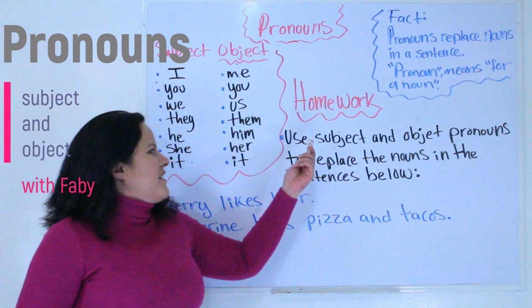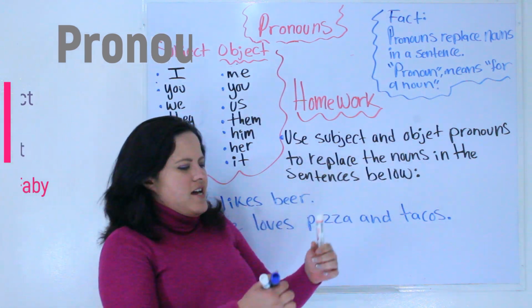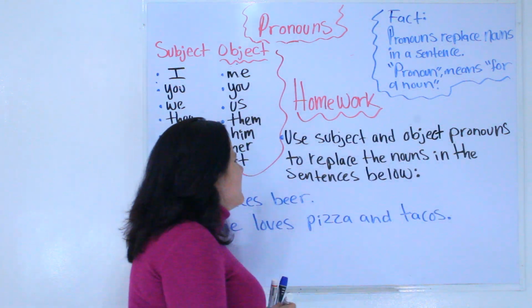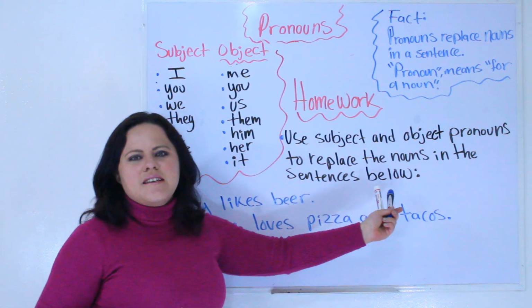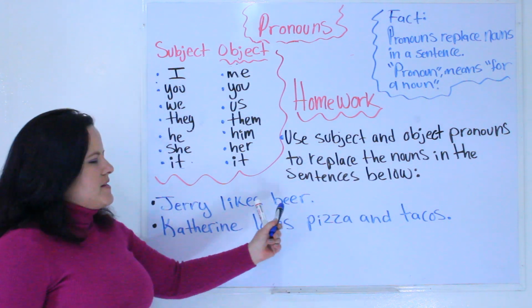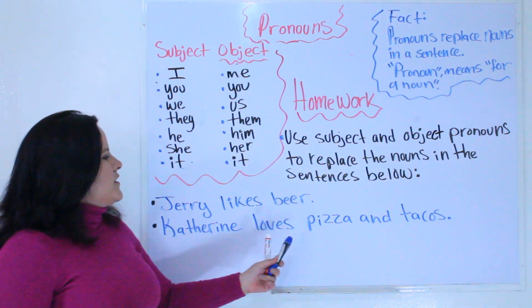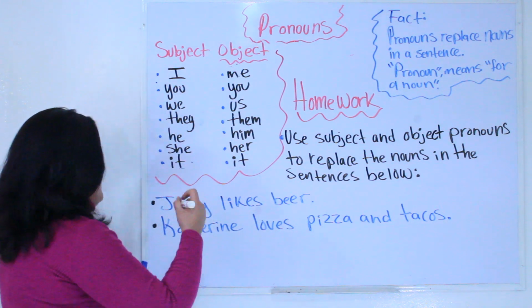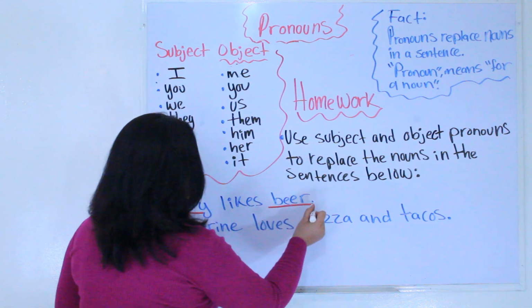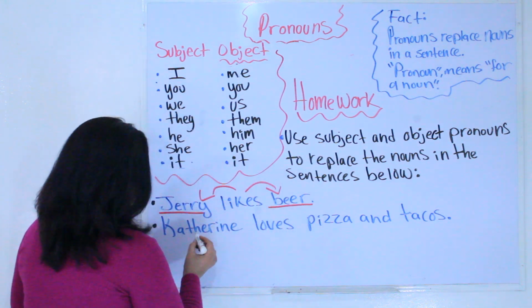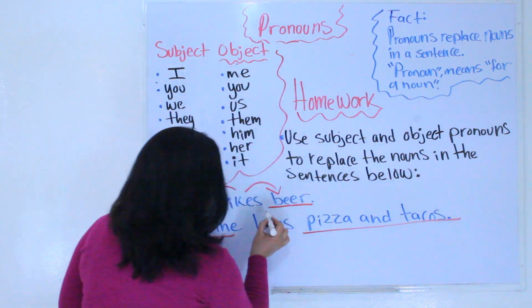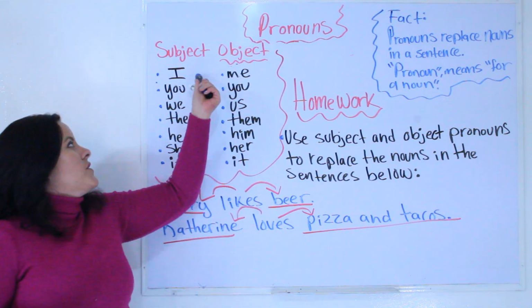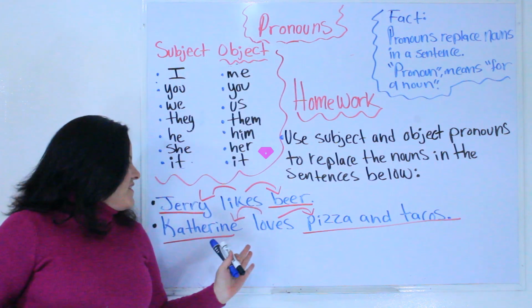Okay, so this is your homework. Use subject and object pronouns to replace the nouns in the sentences below. The first one, Jerry likes beer. The second one, Catherine loves pizza and tacos. All right, you have to look at the subject, object, before, after. Subject, object, before, after. So you will decide which subject and object pronouns to use. All right, so this is your homework.